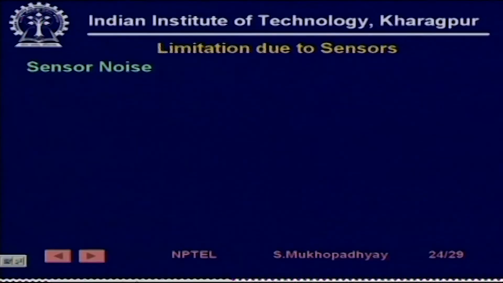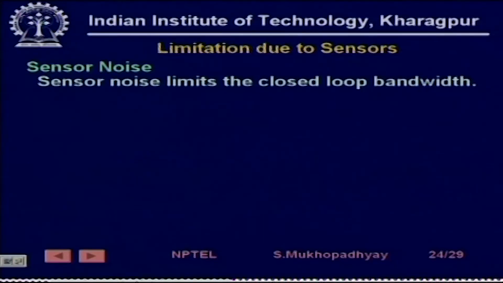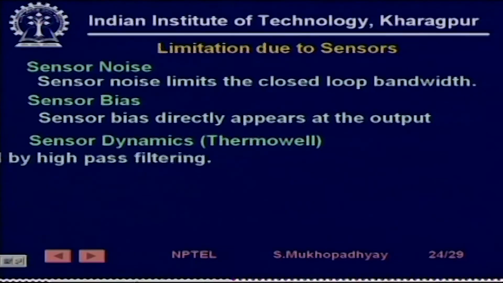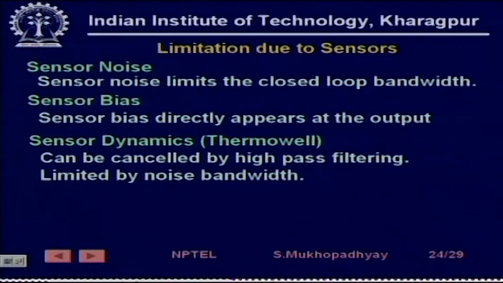Performance in a control loop can be limited by sensor noise. Sensor noise limits the closed loop bandwidth. If you increase the closed loop bandwidth, the noise will go to the output. If you have sensor bias, which we have discussed, especially in unity feedback control, exactly the same bias will appear at the output. Sensor dynamics: some sensors, for example thermocouples, are not directly put into the process, they are put through a well. For the heat to flow through the well, it takes time, and such time constants can cause stability problems.